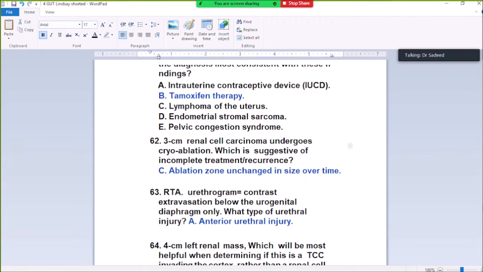Question number 62. A 3 cm renal cell carcinoma patient undergoes cryoablation. Which suggests incomplete treatment or recurrence? The ablation zone unchanged in size over time shows incomplete treatment or recurrence of renal cell carcinoma after cryoablation.